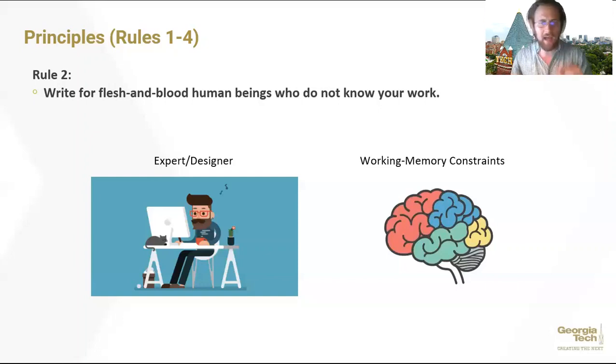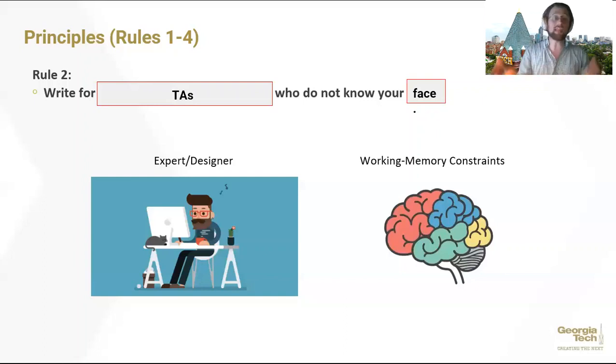However, people do have working memory constraints. They can only remember a small number of things and are better at remembering the beginnings and ends of lists than the middle. So understanding some of these constraints, we would like you to write for the TAs who don't know your face. We are trying our best to interact with as many people as possible via Slack, Piazza, office hours.